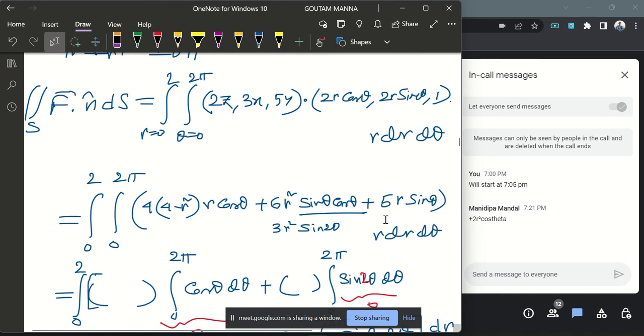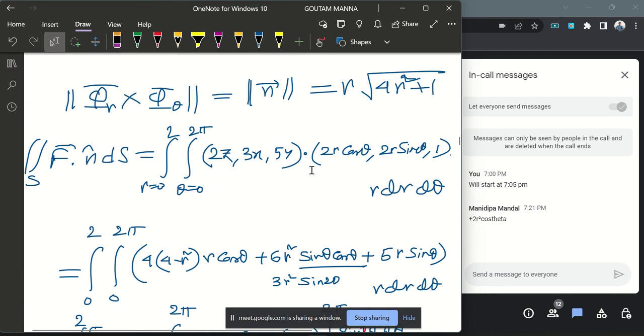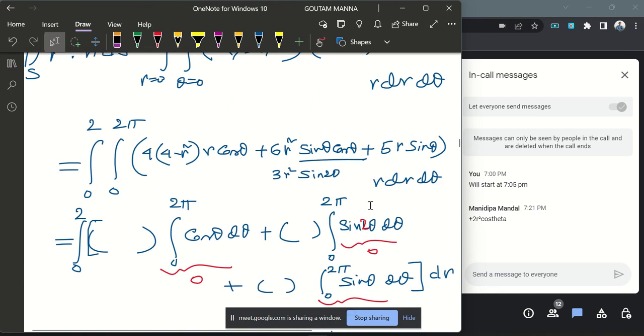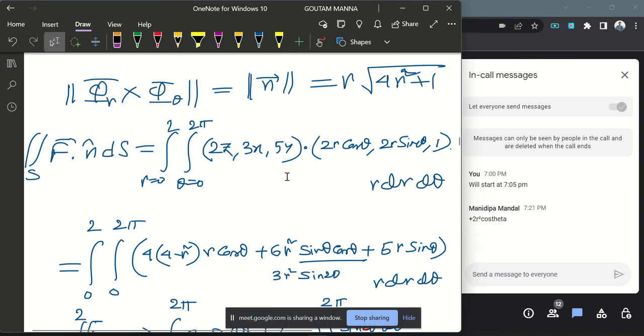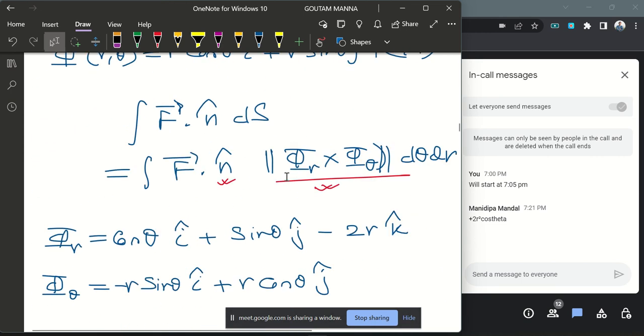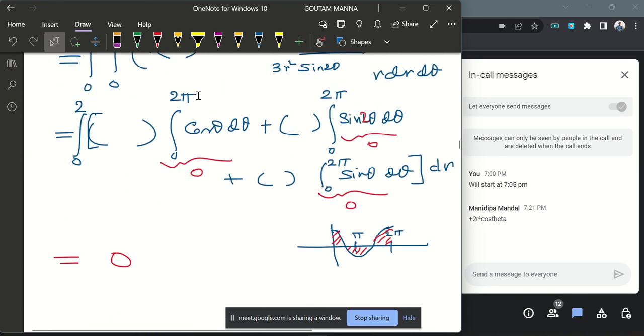Manideepa is writing 2r square cos theta. Yes, I think I put r outside here, so this r is fine. Anyway, this r will not matter because the theta integration gives us 0.